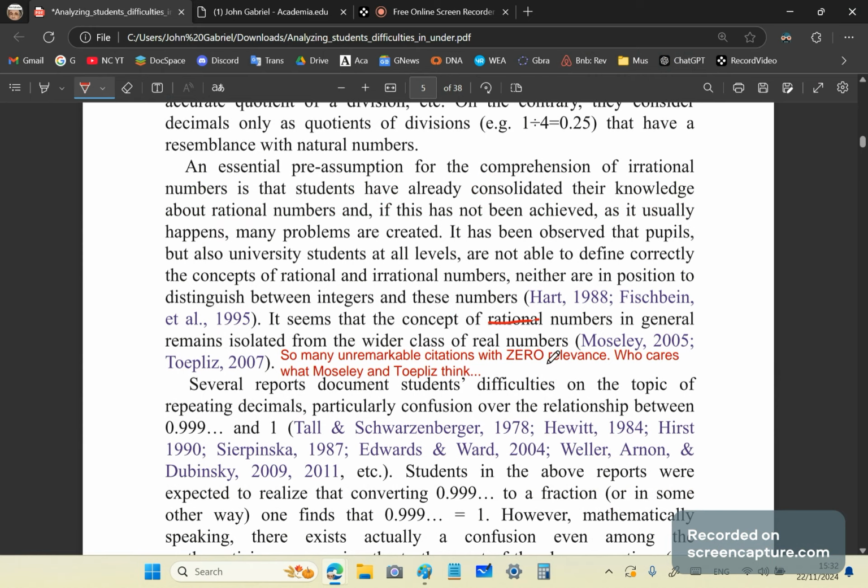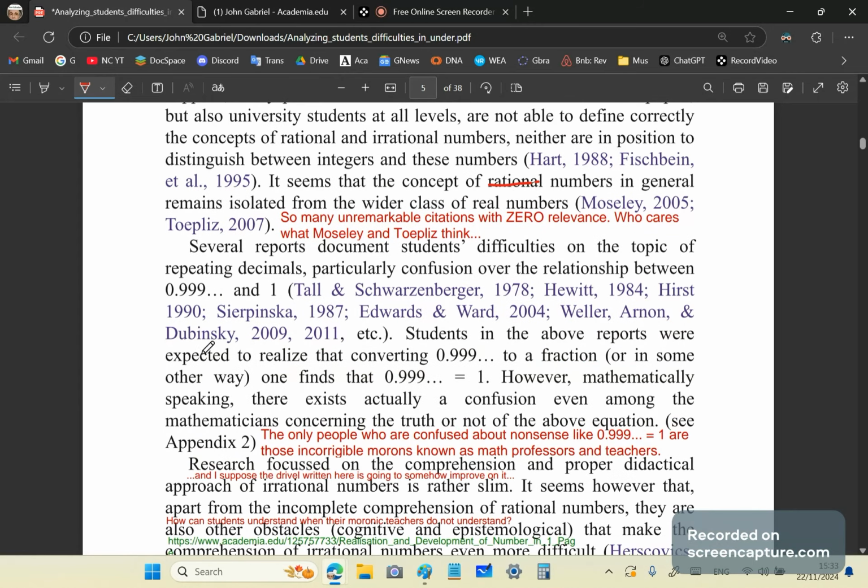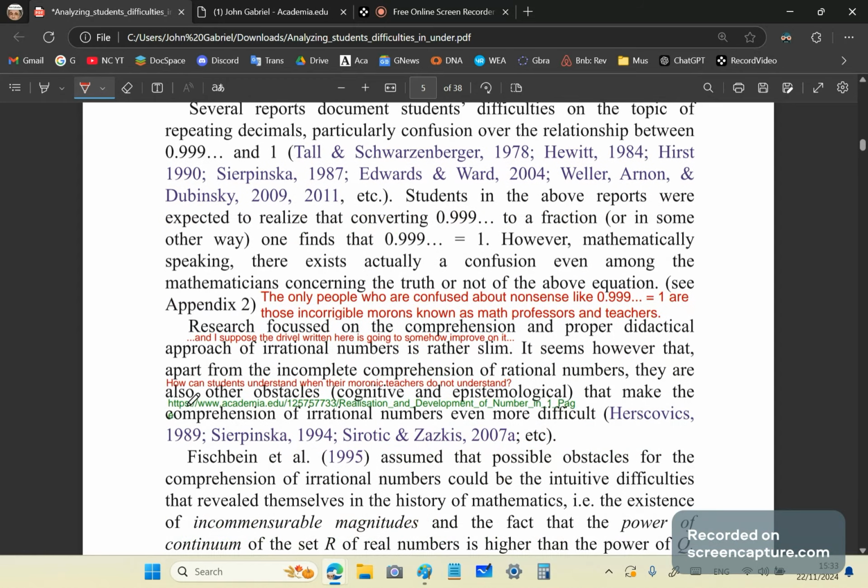These numbers have nothing to do with real numbers because real numbers don't exist as well-formed concepts. Period. And I'll explain that in a moment. So the only people who are confused about nonsense like this claim here are those who are math professors and teachers. All of them are incorrigible morons.